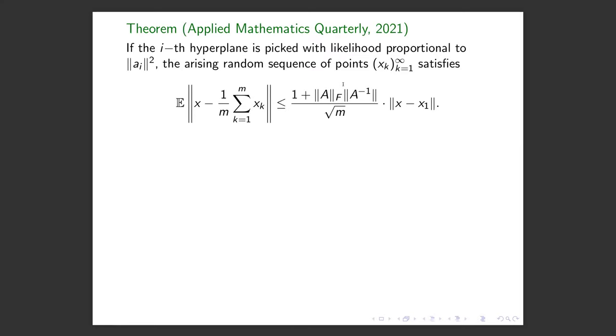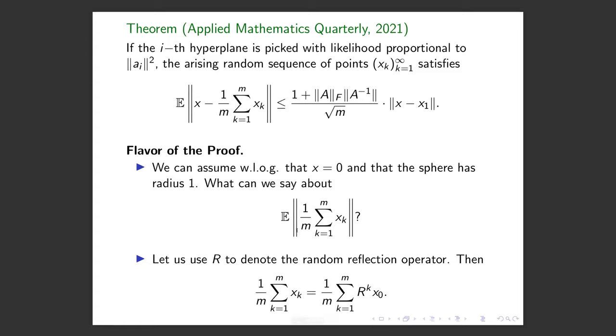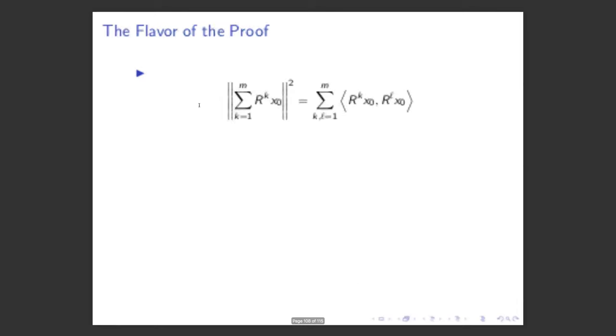So okay, the proof is actually quite simple. I'll sketch it very briefly. The flavor of the proof is, you can do translation invariance, and you say, suppose the sphere is at zero, what happens then? And then you do the usual trick, which is if I don't know what the norm does, I square it, right? And I'm going to do some random rotation, a random reflection operator, so I can write it more concisely. And then when you square it out, you realize that the problem that you have is this.